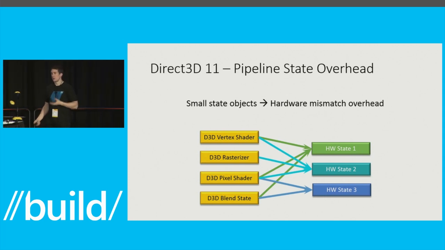So in the D3D team, what we did is we recorded a bunch of applications and just looked at the end-to-end pipeline from the input assembler all the way out to the output merger. We said, well, what if we grouped all these together into one entire pipeline state object? How many of those are there? Is that a tractable number to bundle all together?